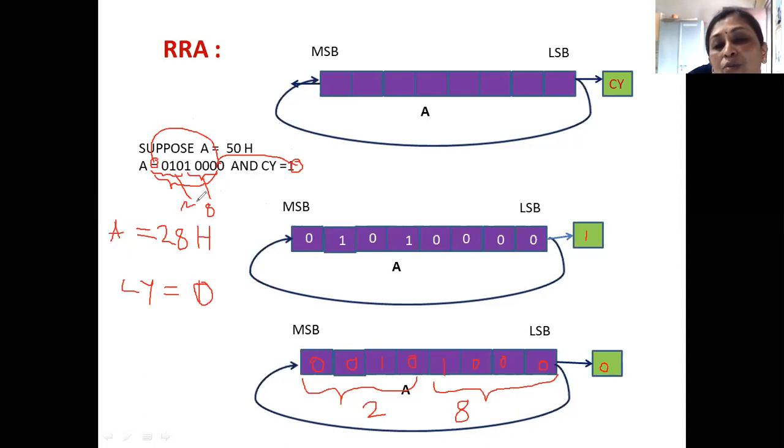You should be able to solve the example. Okay, so let me share whiteboard. Now suppose if your accumulator contains the data 35 hexadecimal. Then after instruction RRA, what will be the contents of accumulator and carry flag?